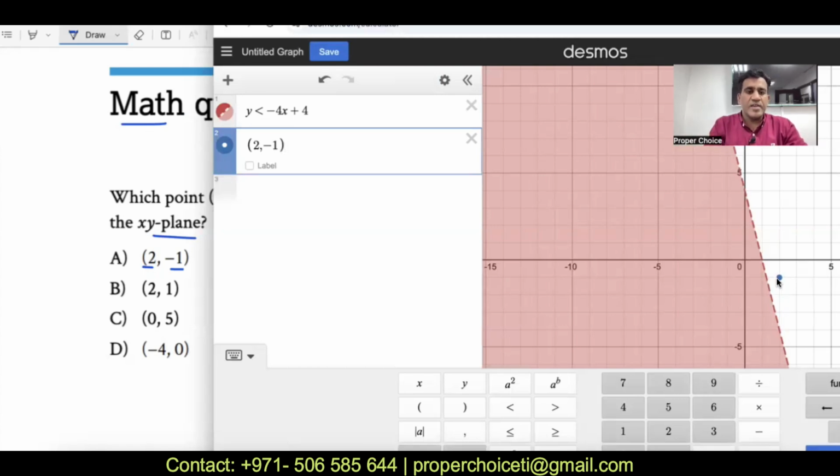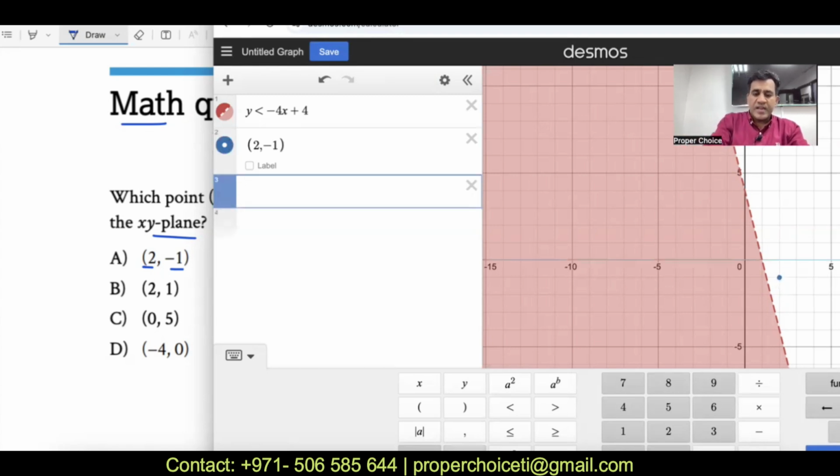If it is outside the region of shaded part, that point has no solution. So that's what we are doing. Second one, let's type 2 comma 1. And what is the graph of it? You can recognize the color. For 2 comma negative 1, this is the point. For 2 comma 1, this is the point. Desmos always gives you a different color.